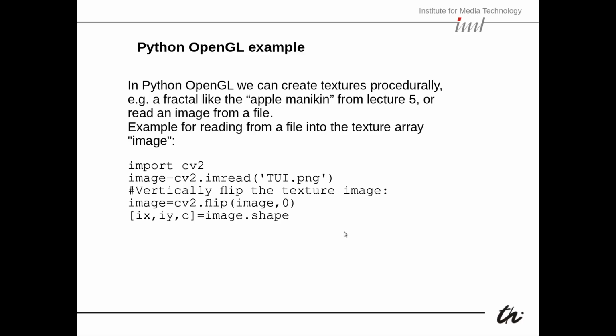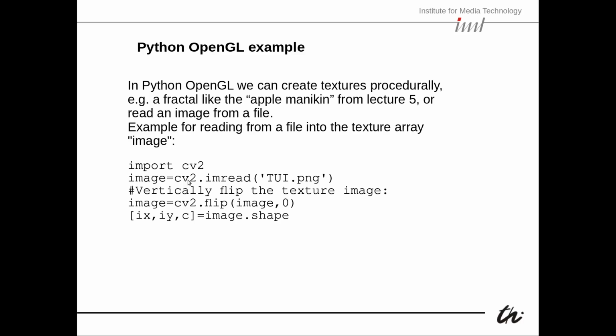Yeah, so now a Python OpenGL example. In Python OpenGL, we can create textures procedurally. For instance, a fractal like the apple mannequin from our lecture 5, or simply read an image from a file. So here's an example for reading an image from a file into the texture array image. Here I'm using OpenCV to read the image. This is the texture file, tui.png. This is read into image.